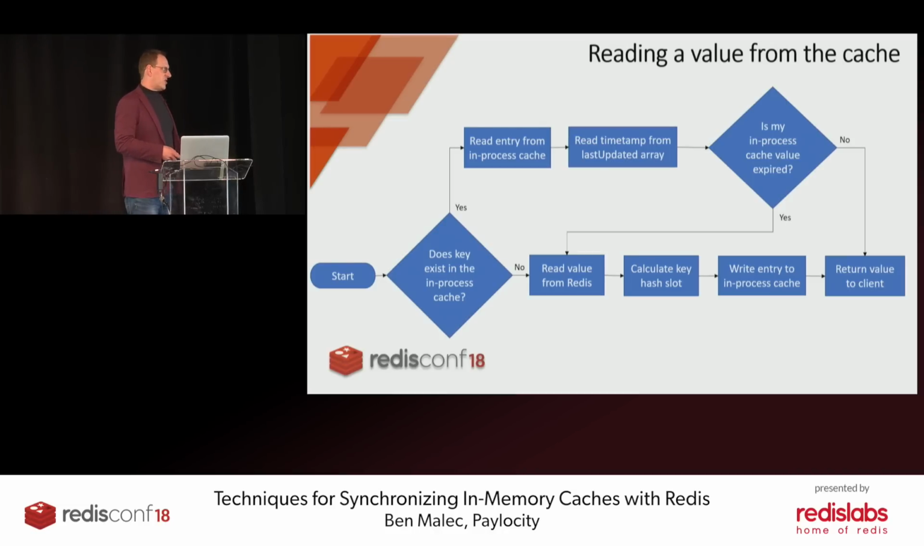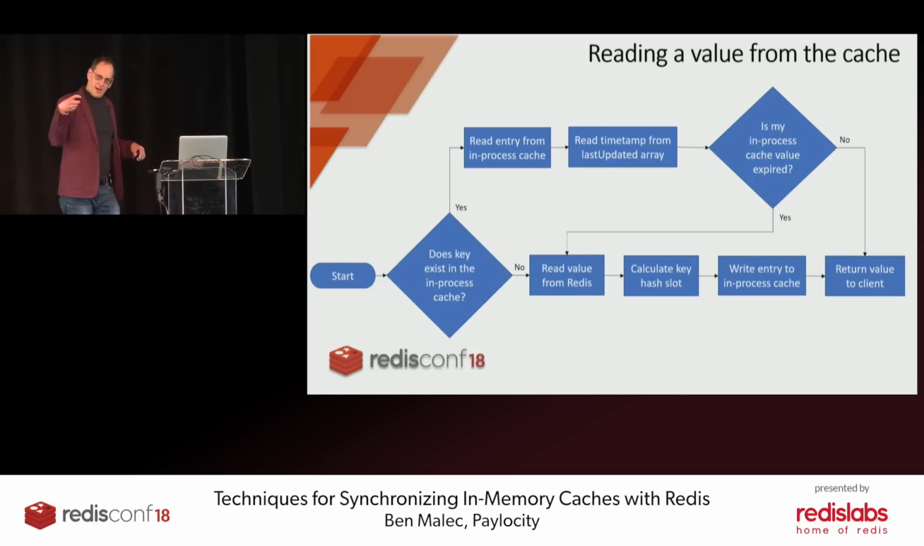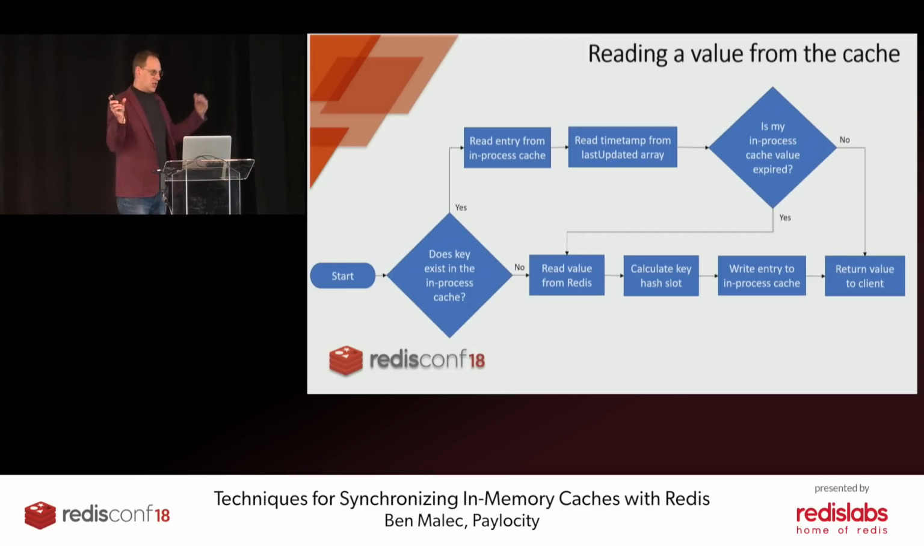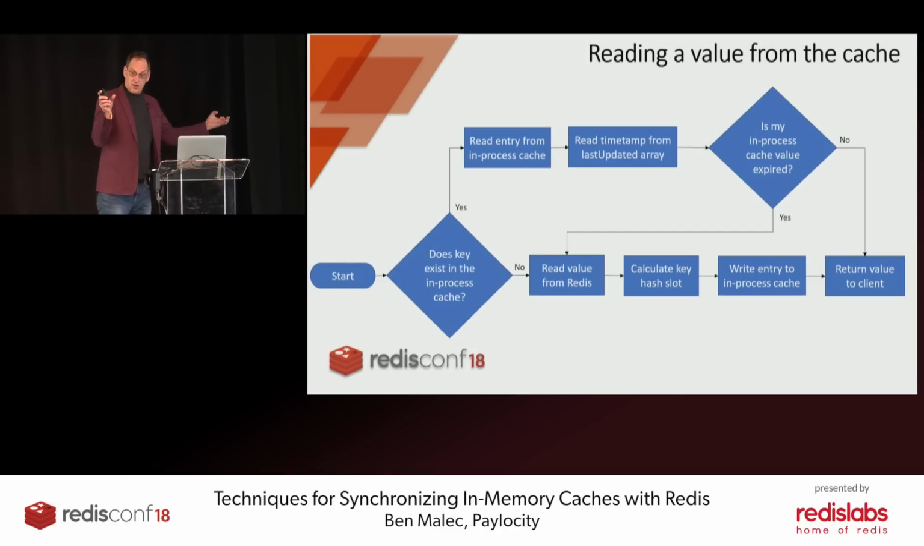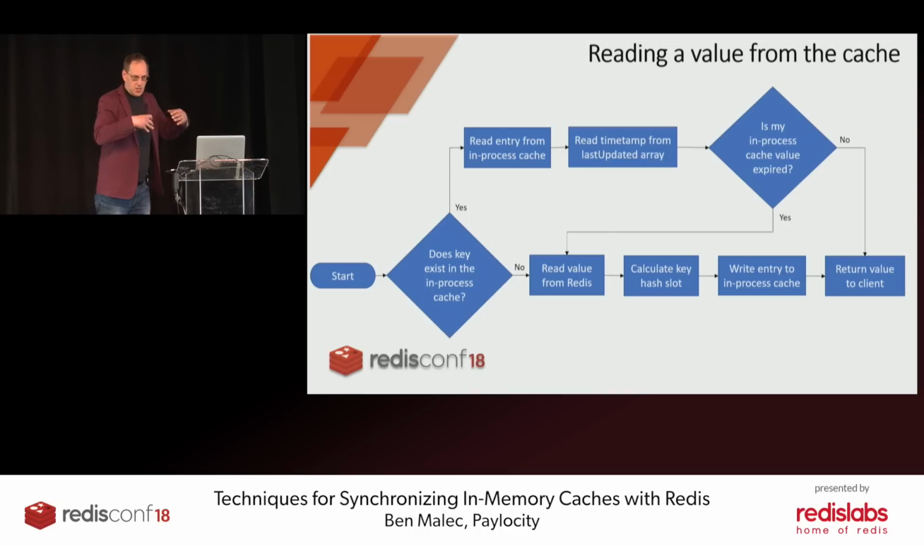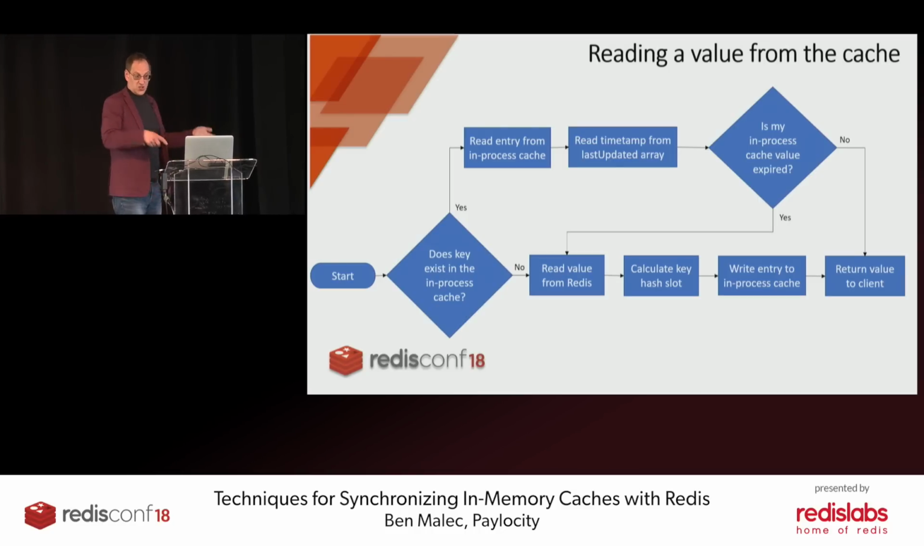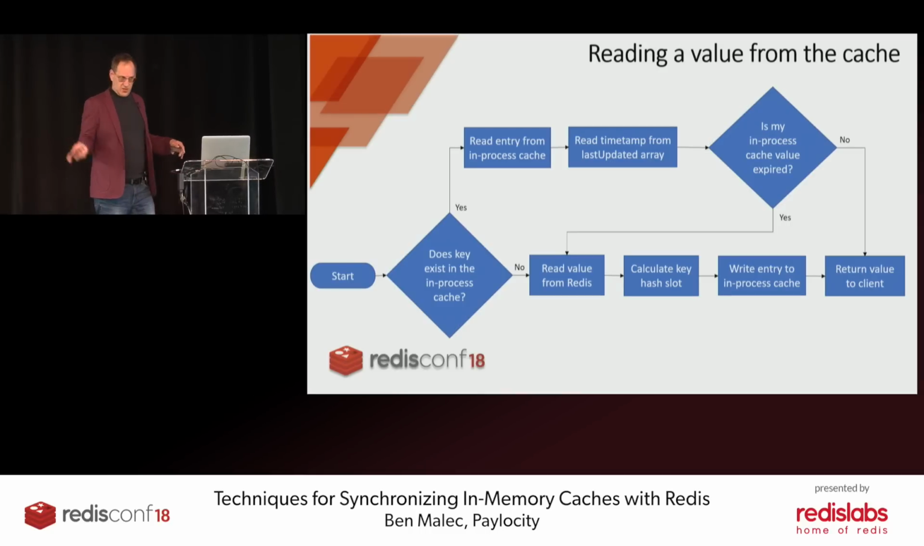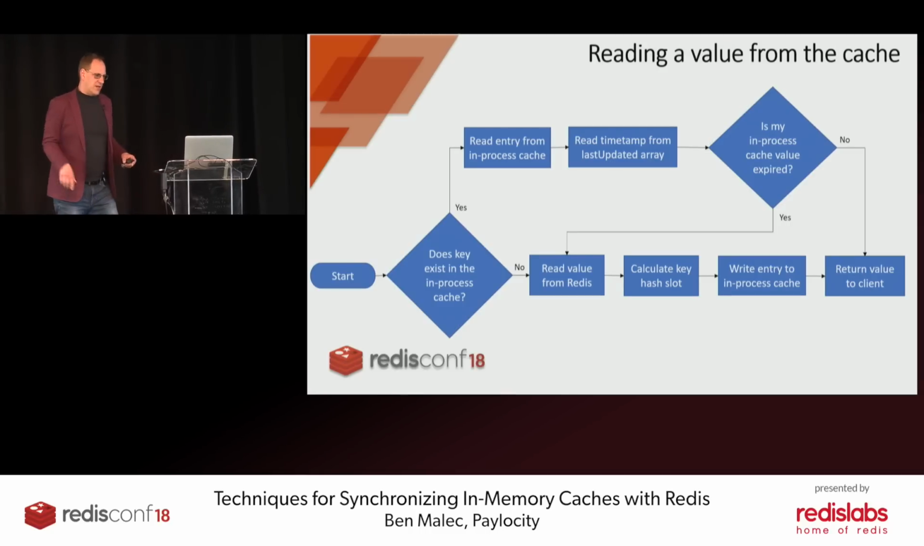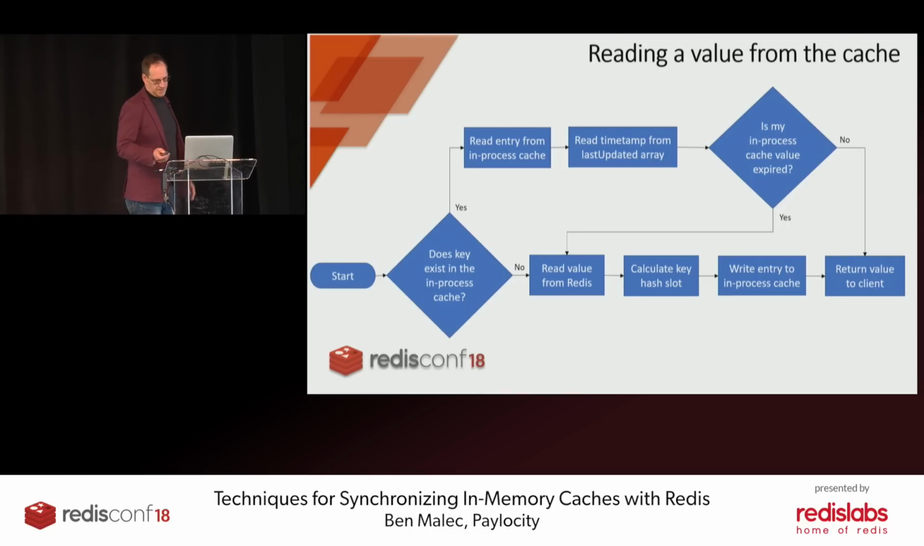If you are in the in-process cache, read the cache entry, grab the timestamp that you were written to the cache, look up the timestamp in the last updated array, compare the two, and then you can say, am I expired or not? If I'm expired, then we're just going to go through the other route. We're going to read from Redis, calculate the hash slot, and stick the value into our in-process cache, so the next time around we don't have to go through all this rigmarole, and we'll return the value to the client.